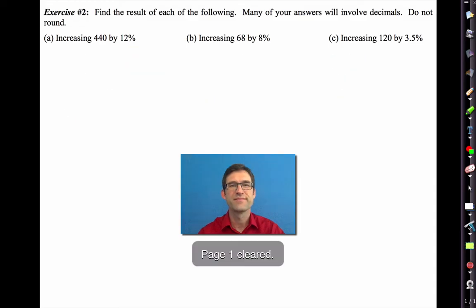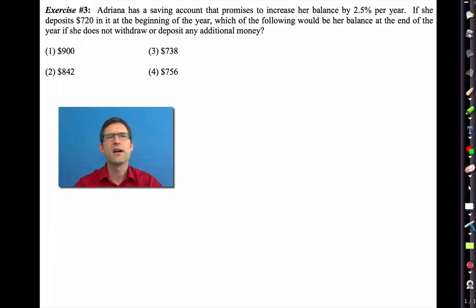Okay, here we go. Let's take a real practical example of this. Adriana has a savings account that promises to increase her balance by 2.5% per year. That used to be a pretty bad percent. It's now actually a pretty good percent. If she deposits $720 in it at the beginning of the year, which of the following would be her balance at the end of the year if she does not withdraw or deposit any additional money? So in other words, we're going to raise that 720 by 2.5%. Why don't you see if you can figure out the final answer by pausing the video now.